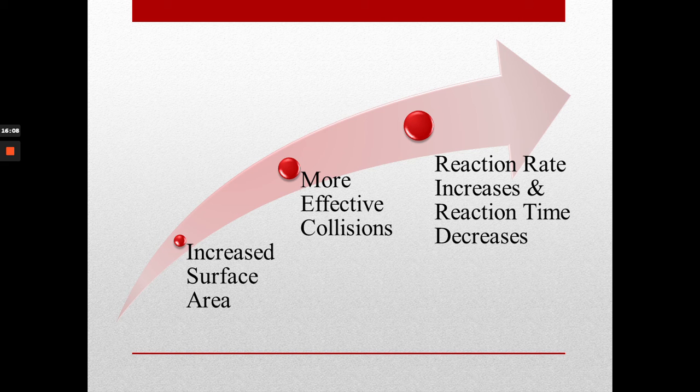So increasing the surface area, more effective collisions, reaction rate is going to go up and reaction time is going to go down.